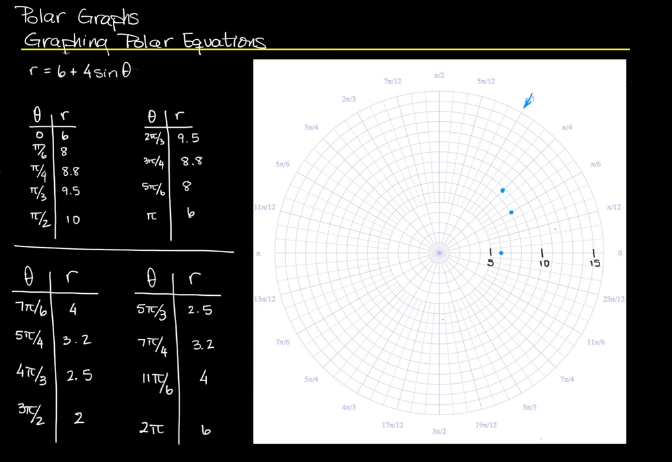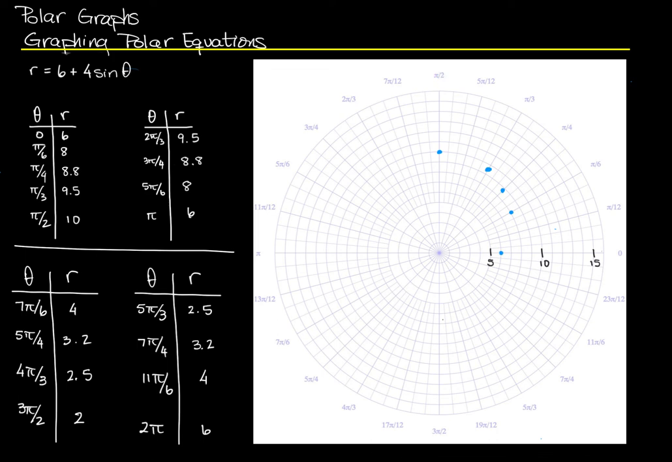Then the next one is pi over 3, 9.5, that's 9, so 9.5 is about there. Then we have pi over 2 and 10, and that is right here. And I'll just double check. Follow along this circle. I end up at, this is the circle with radius of 10, and I'm at 10 at the angle pi over 2. So that's the first quadrant. And I'm just going to keep going.